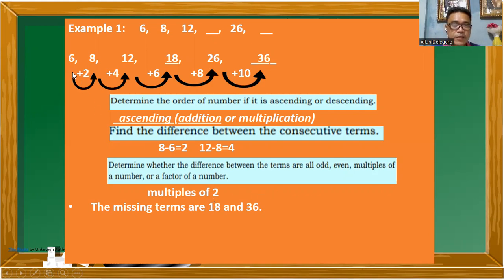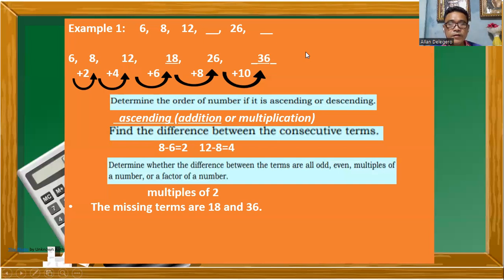So we have here 6 plus 2 is 8. 8 plus 4 is 12. 12 plus 6 is 18. 18 plus 8 is 26. 26 plus 10 is 36. So the missing terms are 18 and 36.